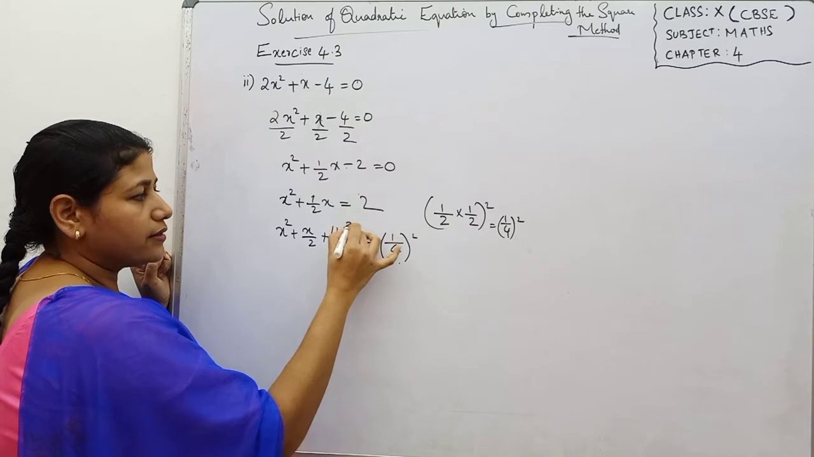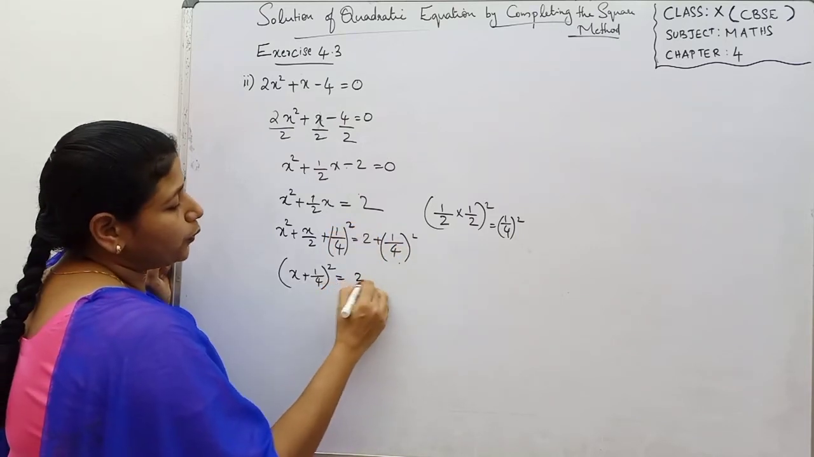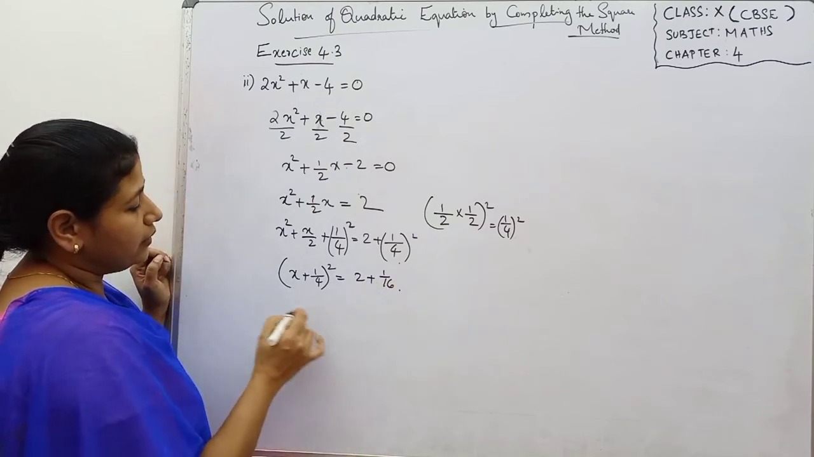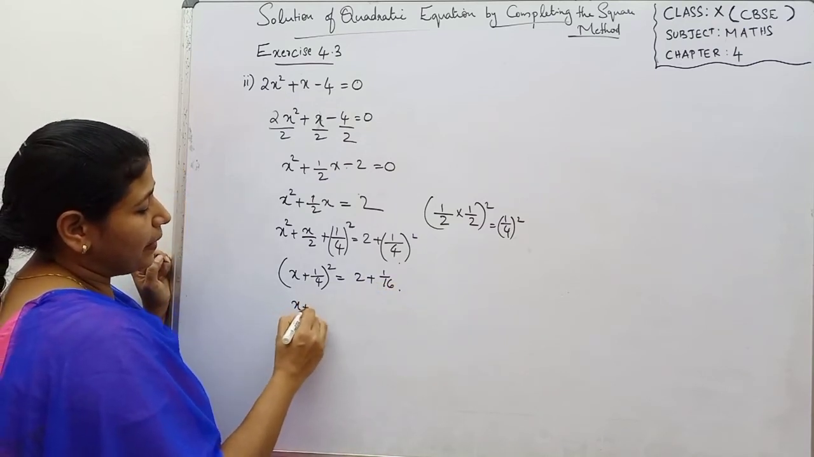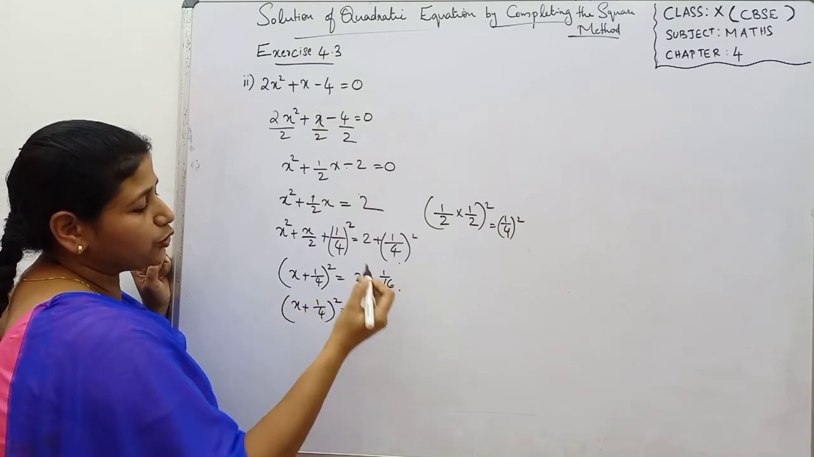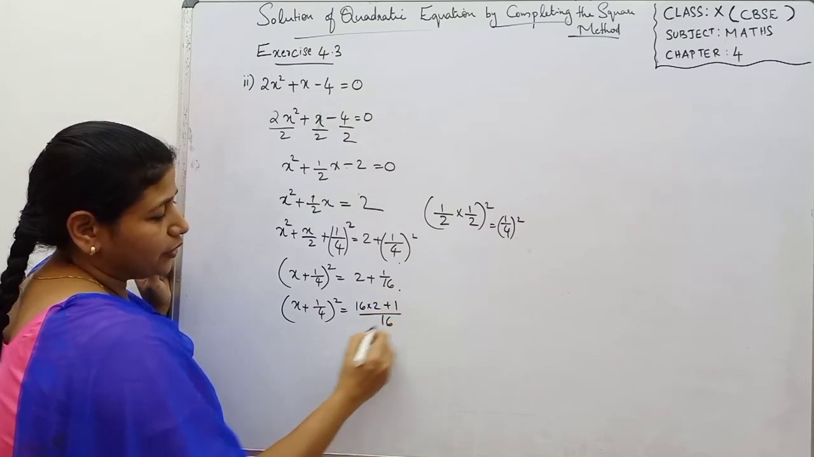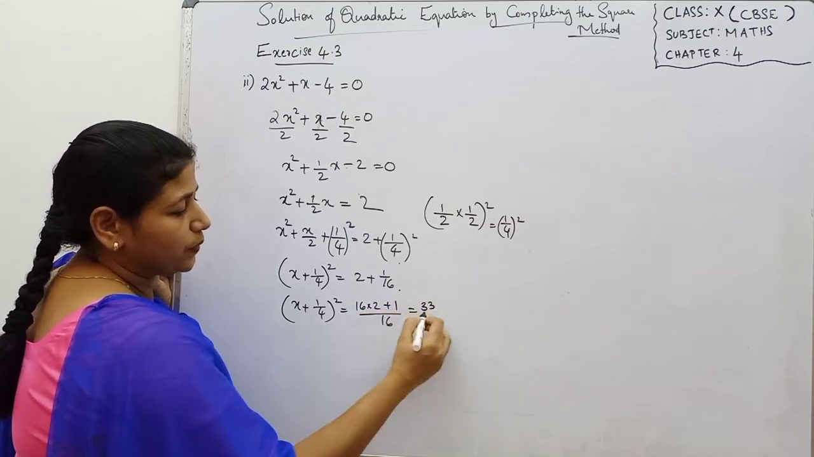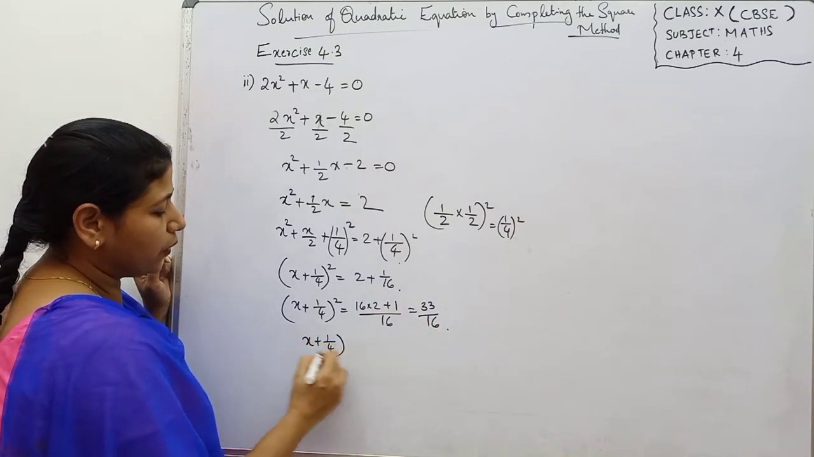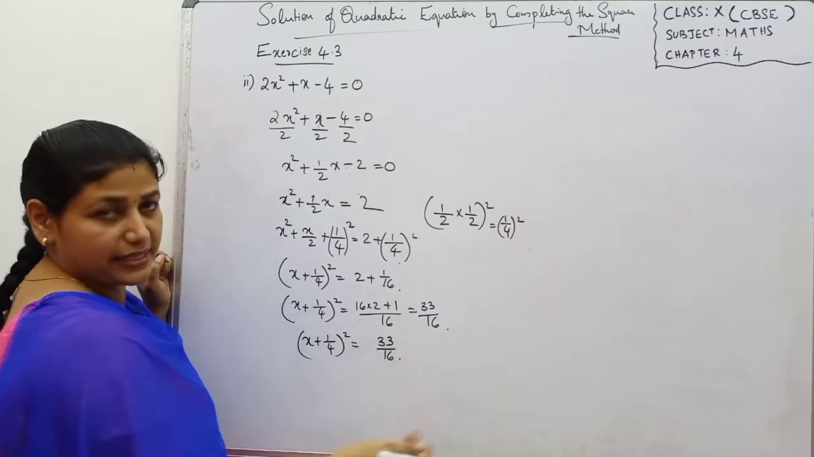Don't forget to write the square of that number. Okay. (x + 1/4)² = 2 + 1/16. That is (x + 1/4)² = 16 into 2 is 32, plus 1, so you will get 33/16. That is (x + 1/4)² = 33/16 itself.